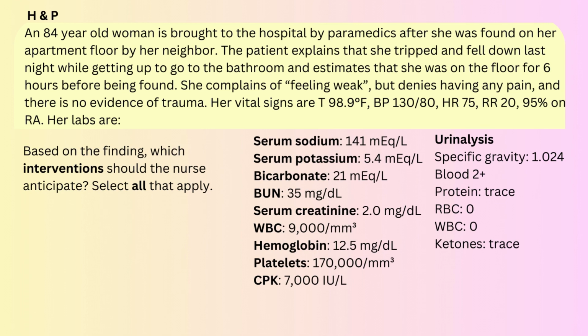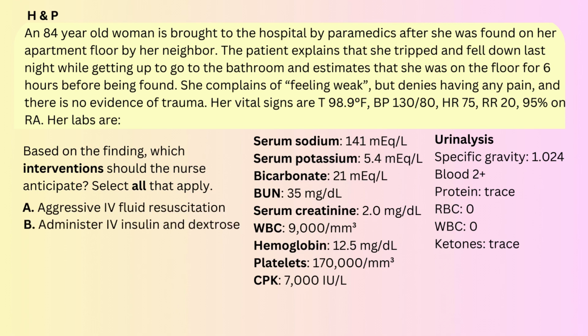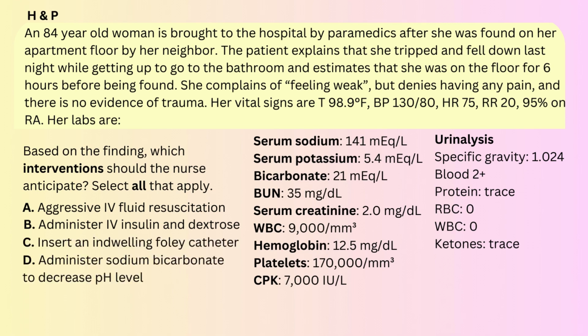Question number 2. Based on the findings, which interventions should the nurse anticipate? Select all that apply. A. Aggressive IV fluid resuscitation. B. Administer IV insulin and dextrose. C. Insert an indwelling Foley catheter. D. Administer sodium bicarbonate to decrease pH level. E. Obtain a 12-lead EKG. Do you have the answers for question number 1 and 2?